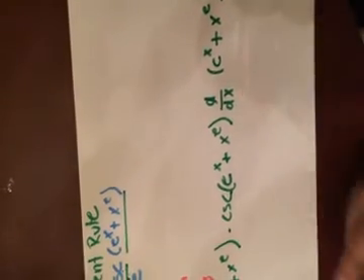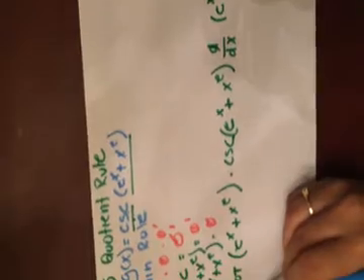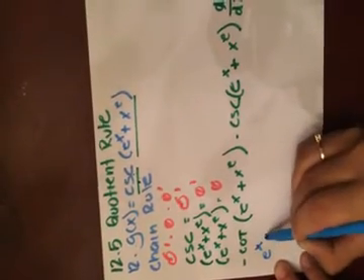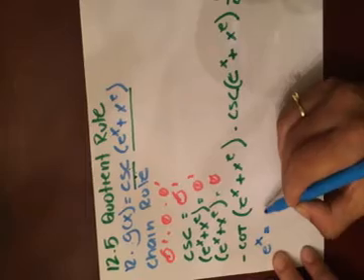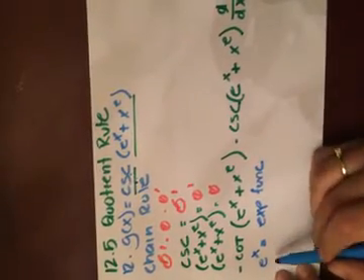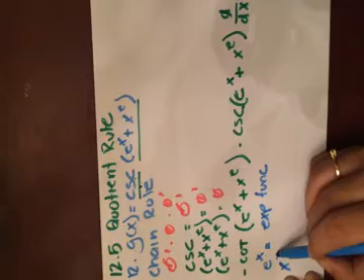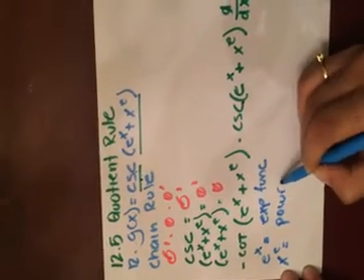For this one, we need to take into account that for e to the x power, we use the derivative of the exponential function. For the derivative of the other one, x to the e power, we use the power rule.